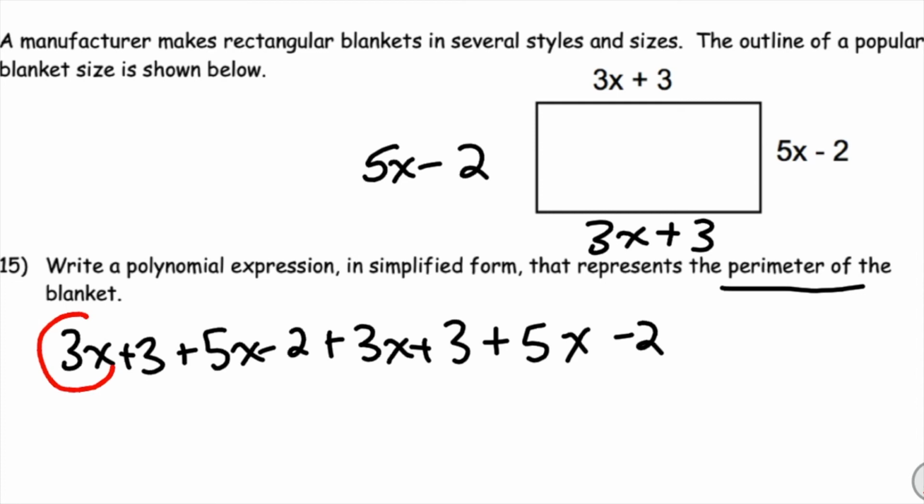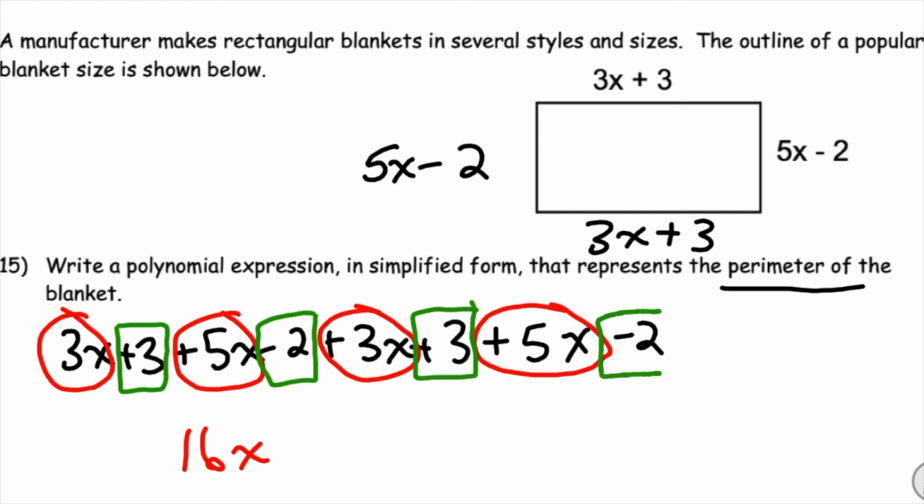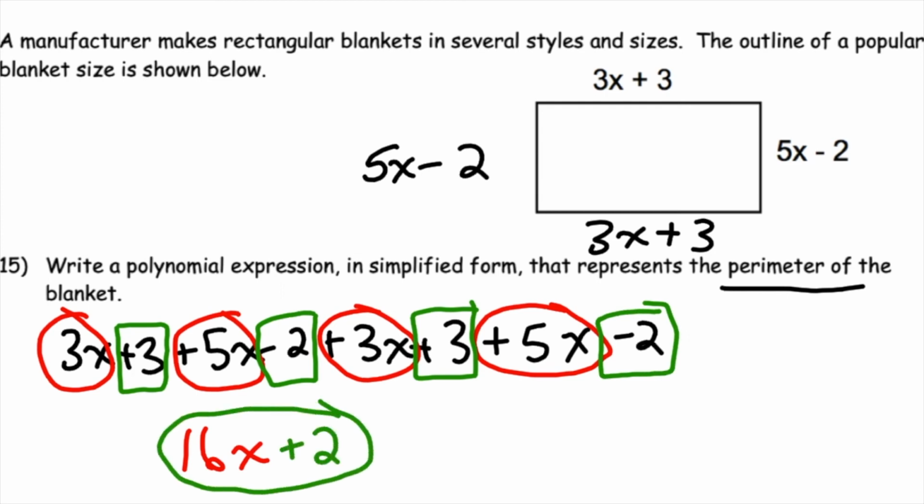So 3x plus 5x, that's 8x, plus 3x, well, I'm up to 11x, plus 5x, I'm at 16x. And then let's add up all of our numbers. So 3 minus 2, I'm at 1, plus 3, now I'm up to 4, minus 2, and I'm down to 2. Positive 2, so plus 2. Final answer. There you go. That is your perimeter.